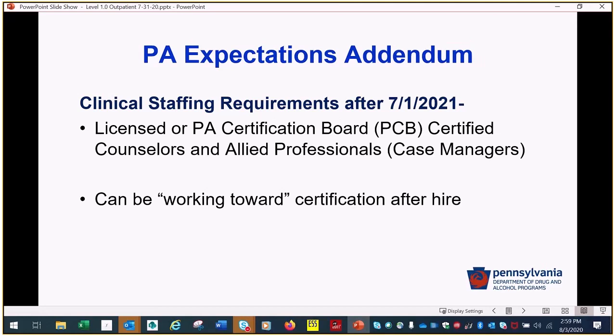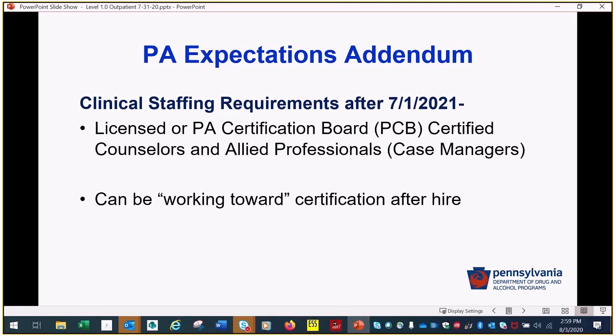Staff hired prior to July 1st, 2021 will not have to meet this requirement as long as they remain with the same employer. However, if an employee hired prior to July 1st, 2021 seeks employment with the new provider, they will need to become certified under the protocol for new hires outlined in the addendum document.